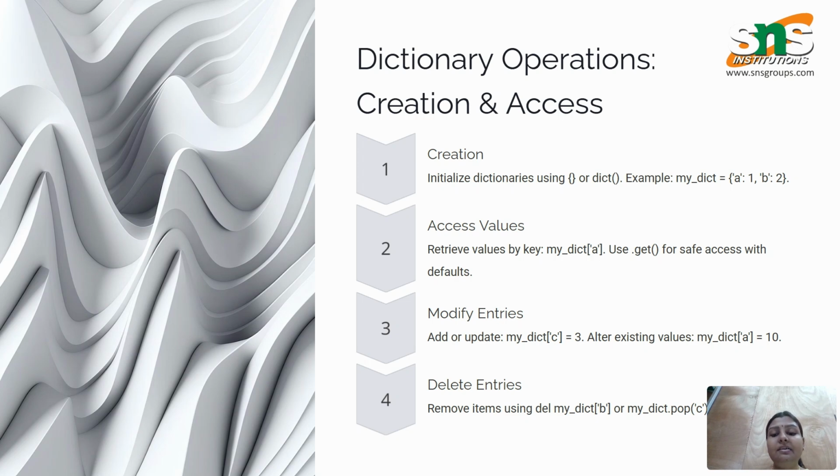Deleting entries. Removing items using del my_dict[key], or my_dict.pop(key).